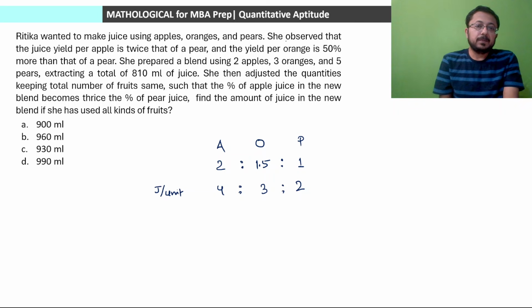Now she prepared a blend using 2 apples. The number of apples is given, that is equal to 2. Number of oranges is 3 and number of pears is 5. And total juice prepared is 810 ml.